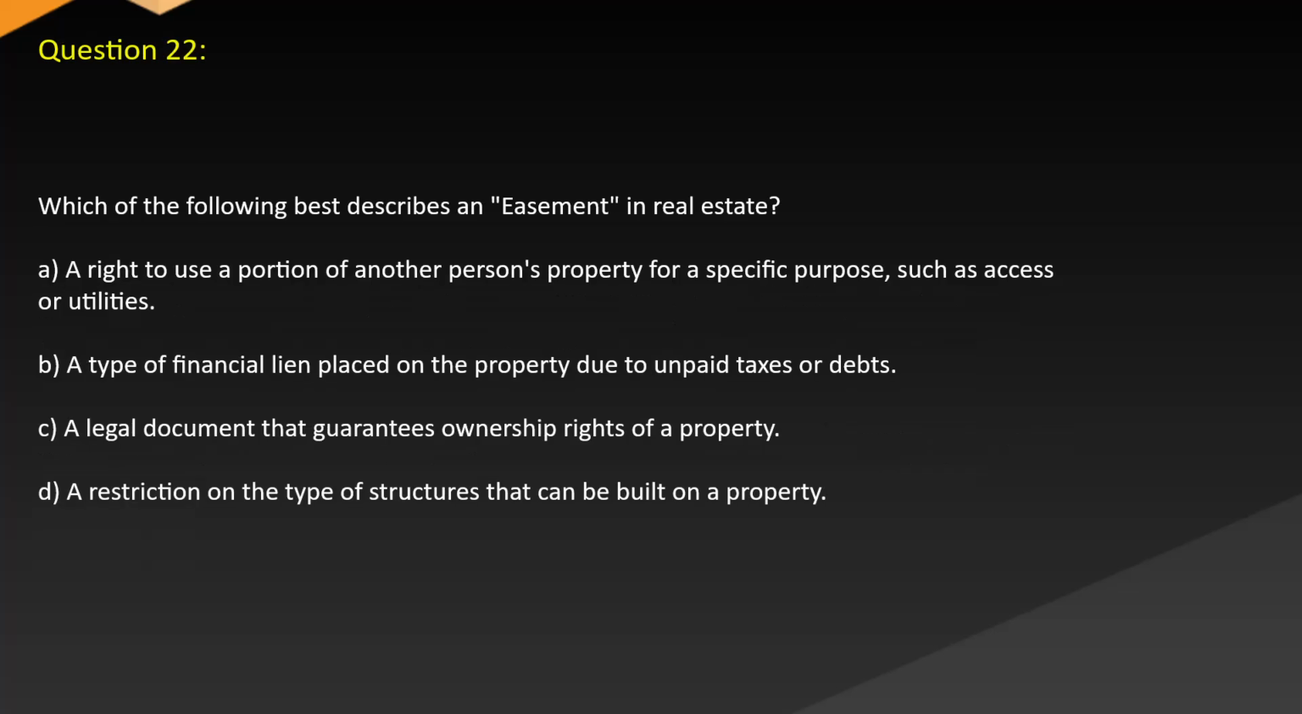Question 22. Which of the following best describes an easement in real estate? A. A right to use a portion of another person's property for a specific purpose, such as access or utilities. B. A type of financial lien placed on the property due to unpaid taxes or debts. C. A legal document that guarantees ownership rights of a property. D. A restriction on the type of structures that can be built on a property.